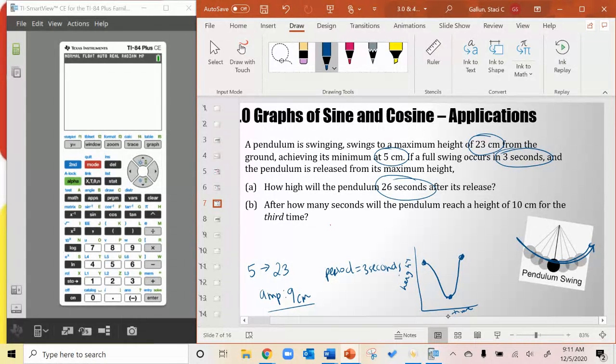So let's go ahead and write a model of this. We already know the amplitude, y equals 9 cosine. The period is 3, so my b value would be 2 pi over 3, x, just x, right? There's no phase shift happening here. It's just right at the beginning at 0 seconds, it's at that height. That's where you're starting, right? It says it's being released from its maximum height. And then I just need to figure out the midline, right? So I need to average these. That's 14, halfway between 5 and 23.